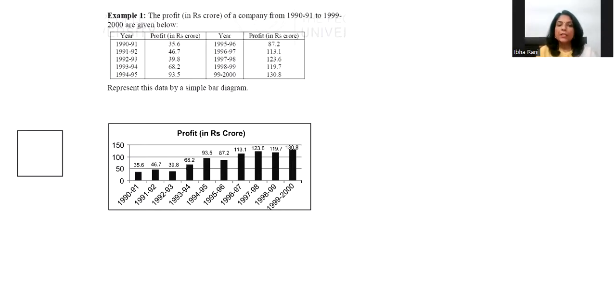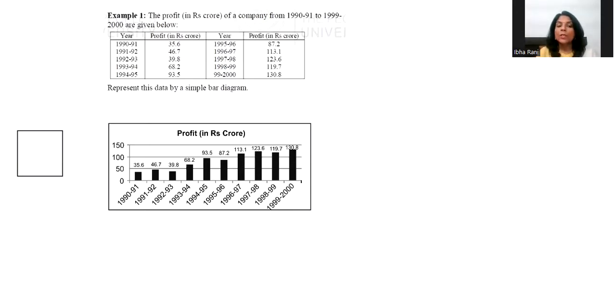So here in 1991, the profit was 35.6 crores. You can see the year data is on the x-axis, and the profit of the company, the frequency, is always depicted on the y-axis. Those will be the numbers, the values. In this question, they have given the profit of a company. As it is a simple bar diagram, just make the diagram.